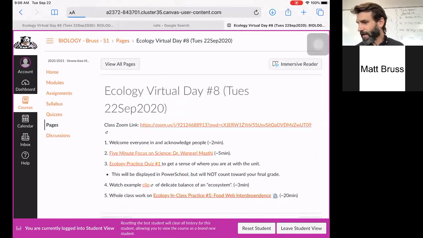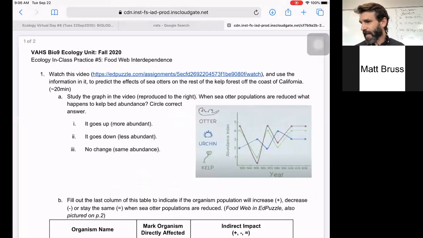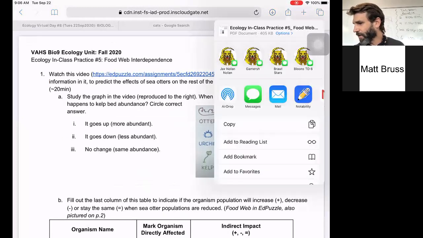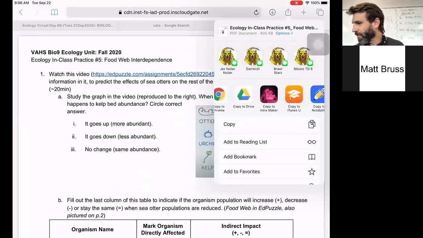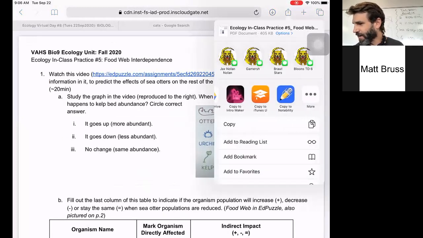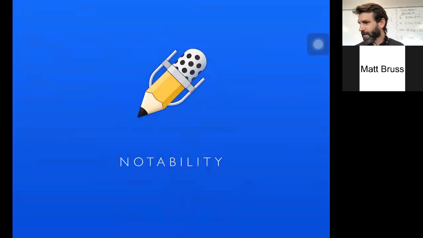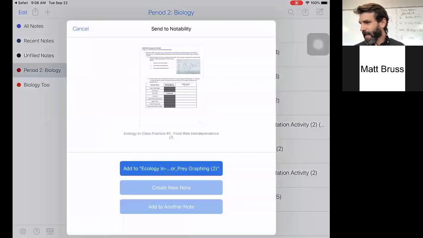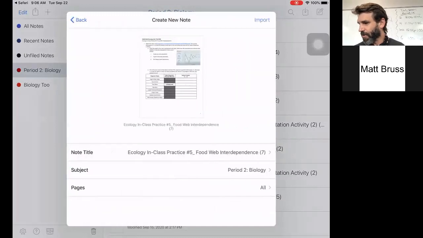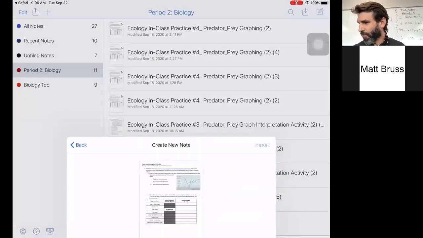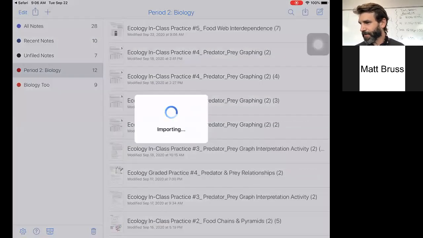Okay, so I'm going to click on today's assignment, and let's just copy that over to Notability like we always do. My son's added a couple things onto here. So click over to Notability, and let's create a new note. It's in the right folder, so I'm going to import that over.